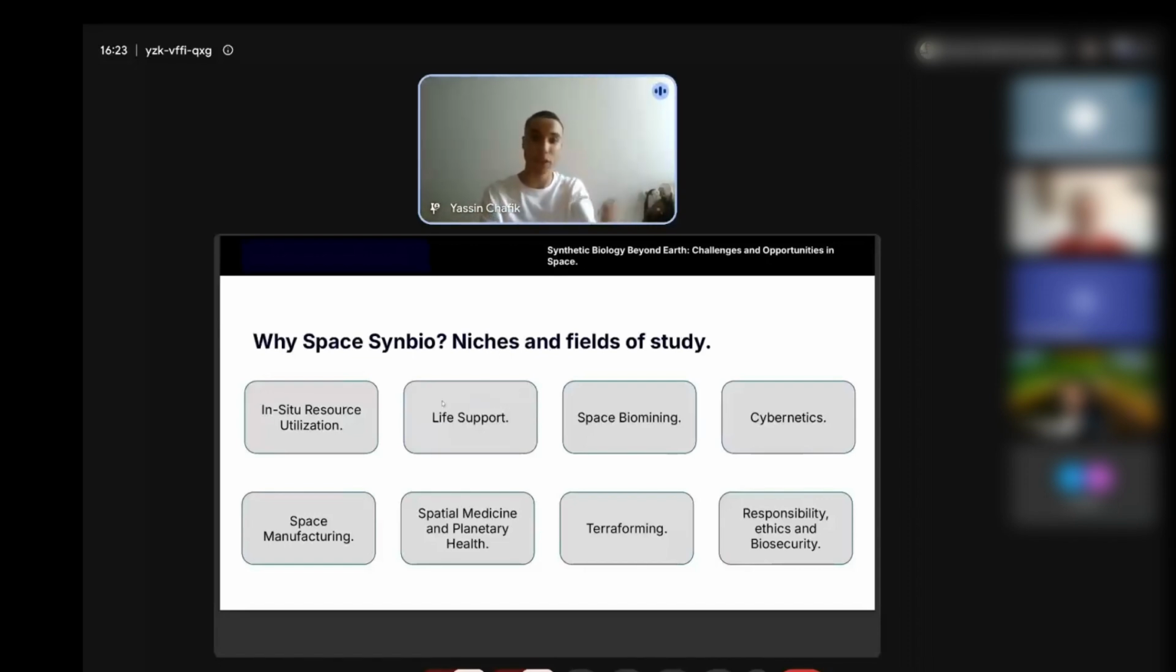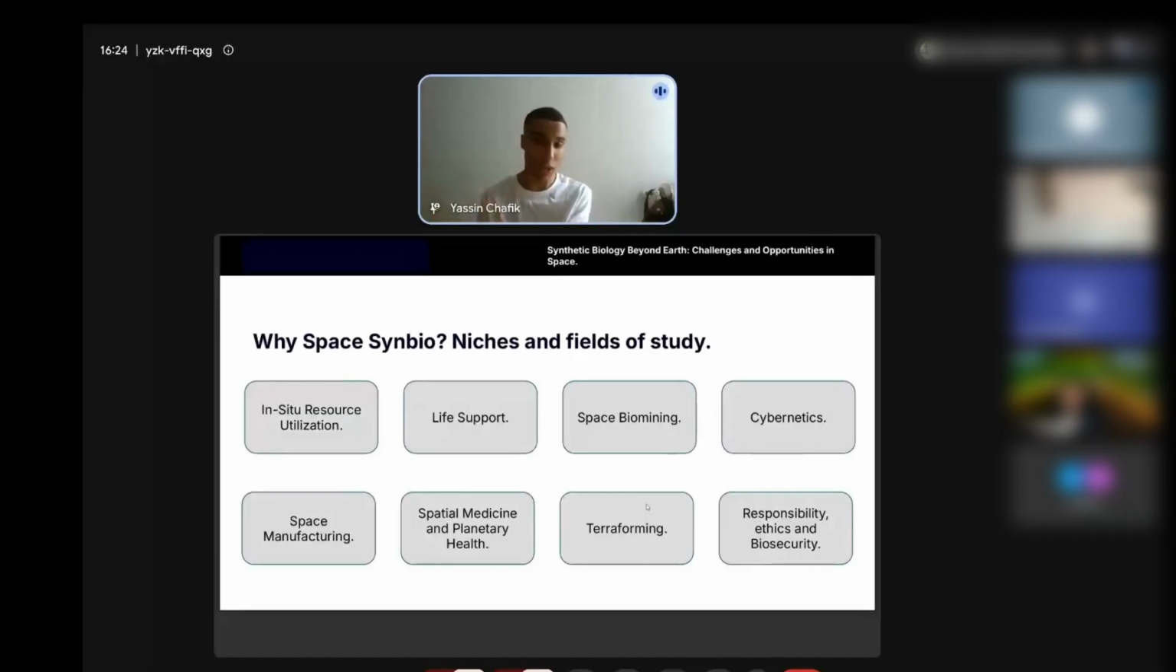So as I've said, we've got in situ resource utilization, which is using the things that you've got in space to create a human-friendly environment. Afterwards you've got life support, which, if you have watched The Martian or Project Hail Mary, is using synthetic biology to create systems that can support us in agriculture, in medicine and such. Space biomining, which is very close to terraforming, is modifying organisms genetically so they can break down the exoplanet's lithosphere, and we can use those precious metals.